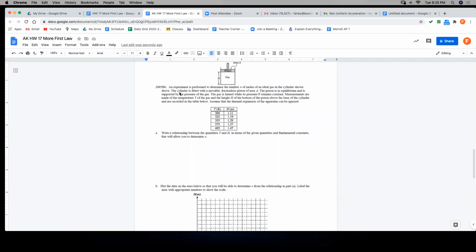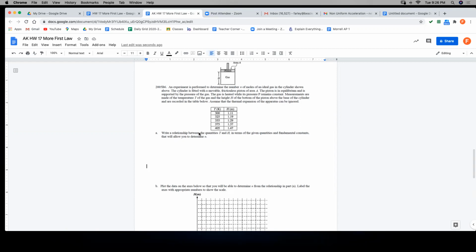For this next one, we have an experiment performed to determine the number of moles N of an ideal gas in the cylinder shown above. The cylinder is fitted with a movable frictionless piston of area A. The piston is in equilibrium and is supported by the pressure of the gas. The gas is heated while its pressure P remains constant.